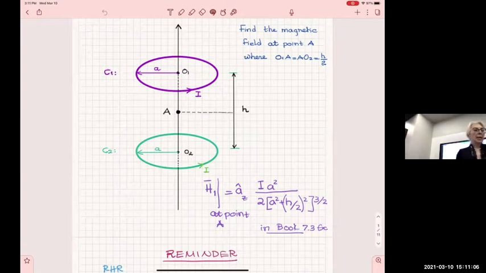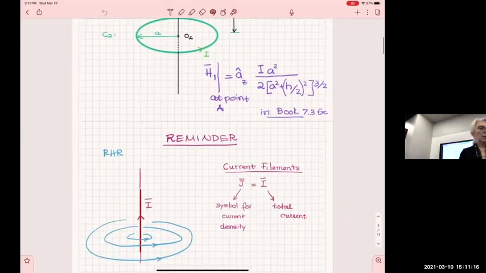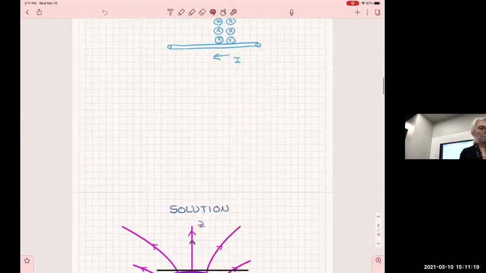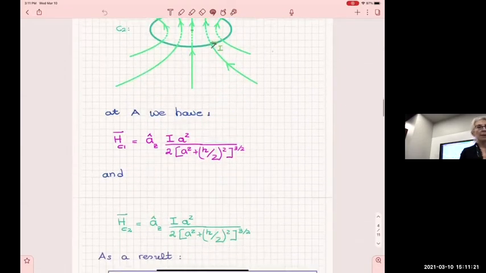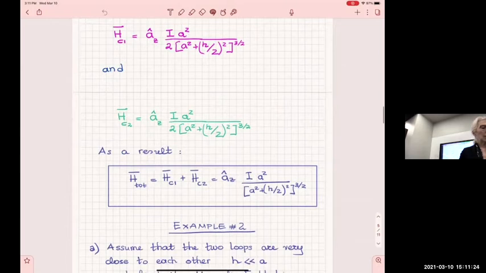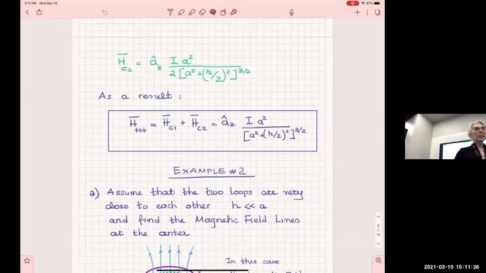And then I take the field from the second loop that has the same kind of form, and because the distance of A from the two loops is identical, when I superimpose, I find the same thing, like twice as much. So at that particular point, the two loops will have together a magnetic field which is twice the value of the single loop.